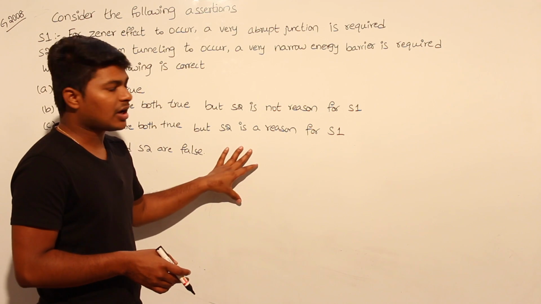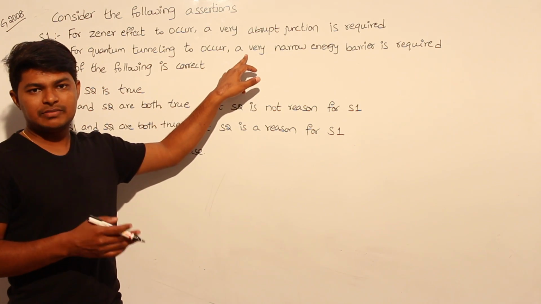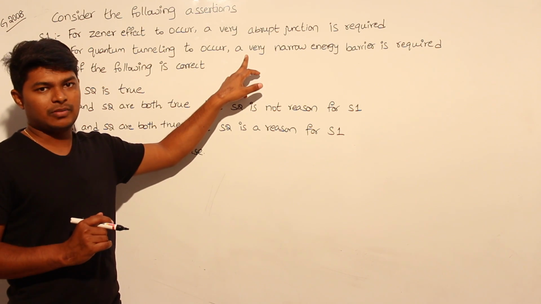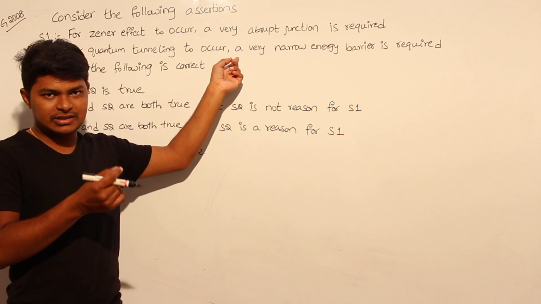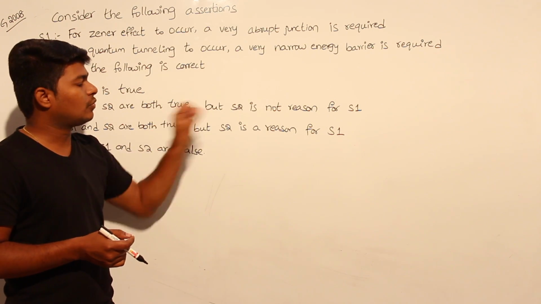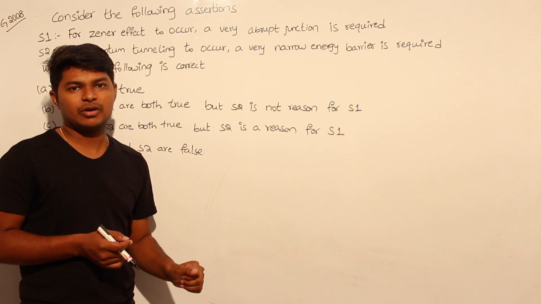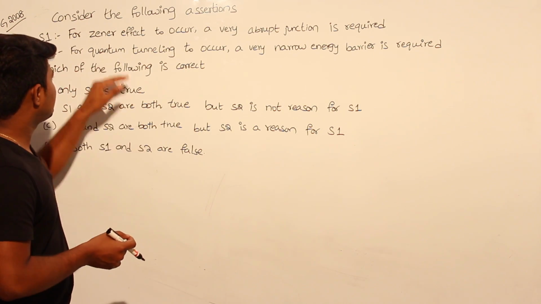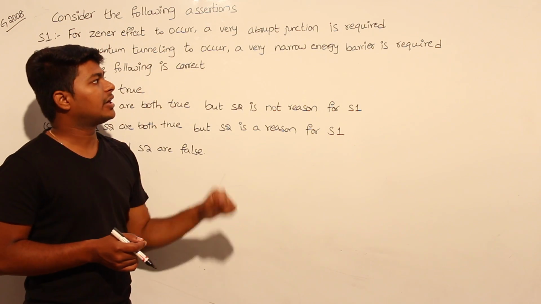Now in this kind of questions, you need to see each and every statement. Sometimes a third statement S3 will also come. So you have to deal with each and every statement such that you are clear. Then only you can pick the correct option. Otherwise you may end up with wrong answers. Now coming to statement 1: for the Zener effect to occur, a very abrupt junction is required.